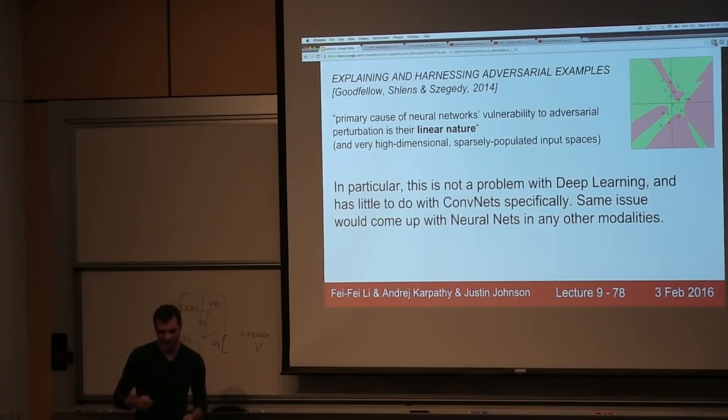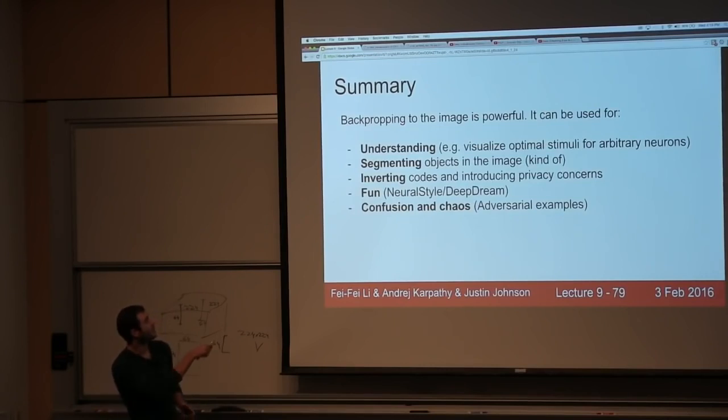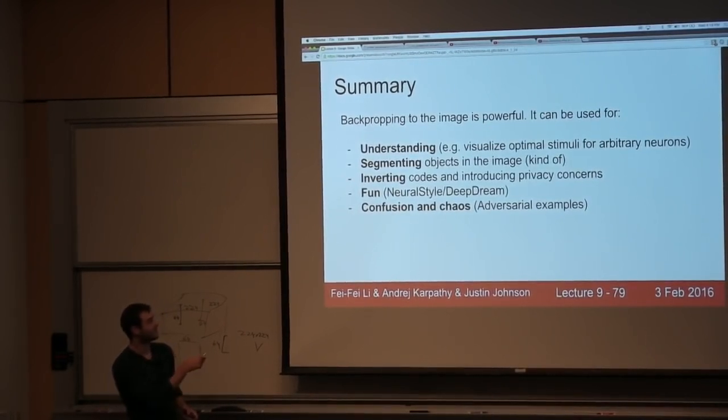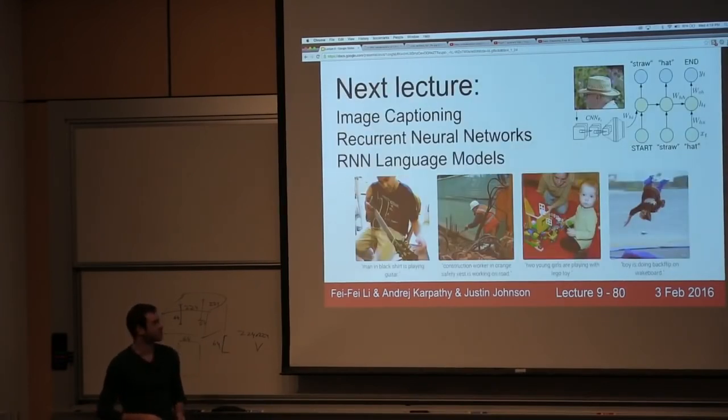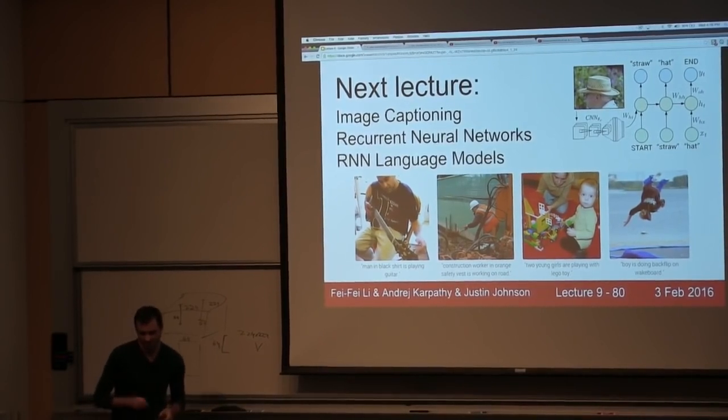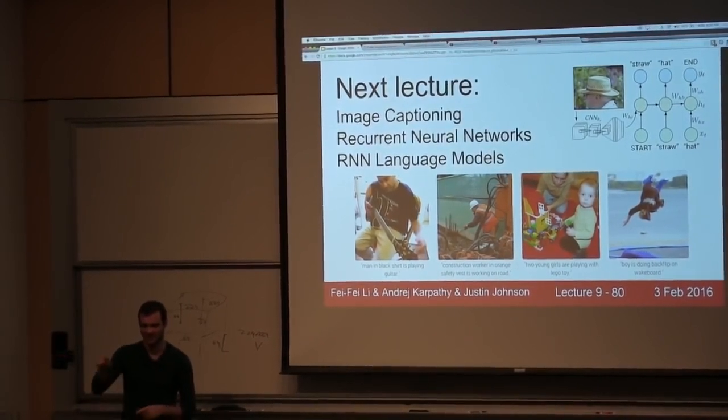Yeah. Anyway, since it's 4:19, I'd just like to summarize that backpropping to the image is a very powerful technique, and we saw many ways that this can be used: for understanding, for segmenting, for inverting, for fun, and for confusion and chaos, definitely as well. And so next lecture, we're going to go into recurrent neural networks, recurrent neural network language models, and image captioning and stuff like that, so that should be fun. It is 4:20, so I'll end the lecture here.